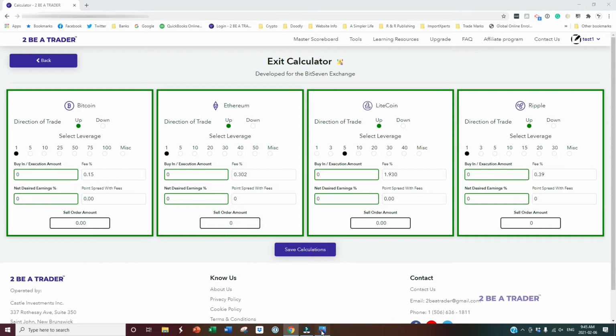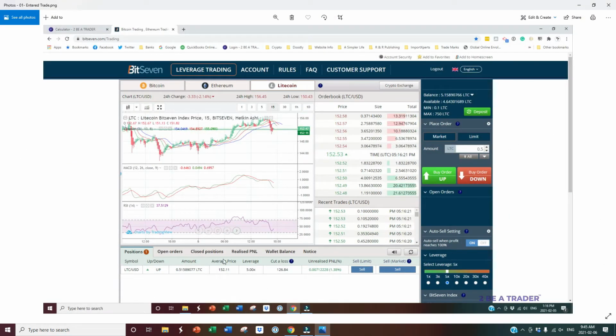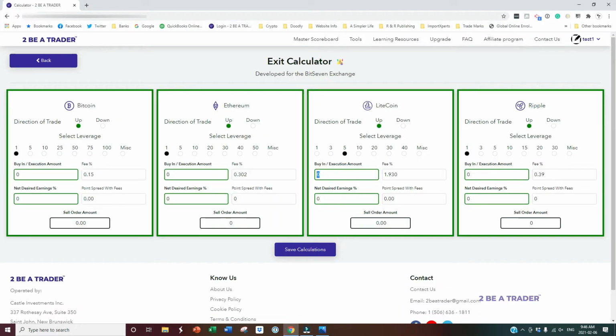I've entered my trade, as you can see here, at an average price of 152.11. So I want to calculate my exit position for this trade. I'm trading half a Litecoin, and I bought my trade at 152.11. So since I know it's 152.11, I'm going to put my 152.11 here. That's my buy-in, my execution amount. The BitSeven Exchange is going to charge me 1.93% for that trade. Win or lose, that's what they're going to charge me. I would like to earn 3% on this trade.